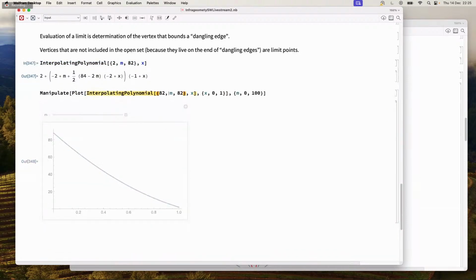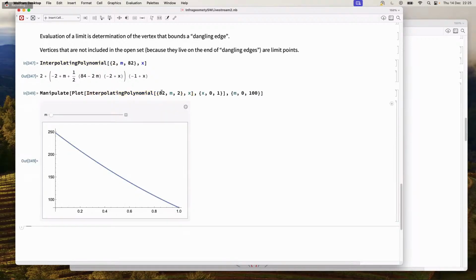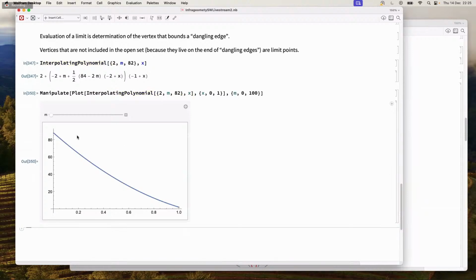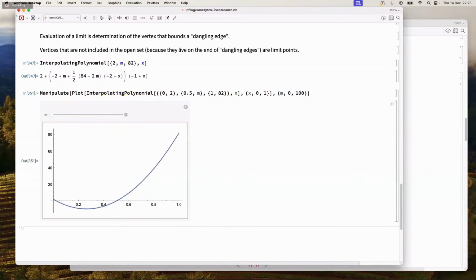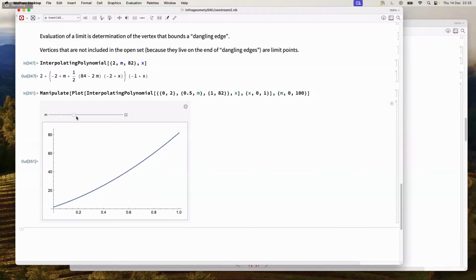Is that the wrong way around? We want 82, 2? I think you want 2, 82, but maybe in that interpolating polynomial we want 0, 2, and then a half, m, and then 1, 82. You've got to have x and y values. I see, so 0, 2, a half, m. Yep, that makes sense. Cool.